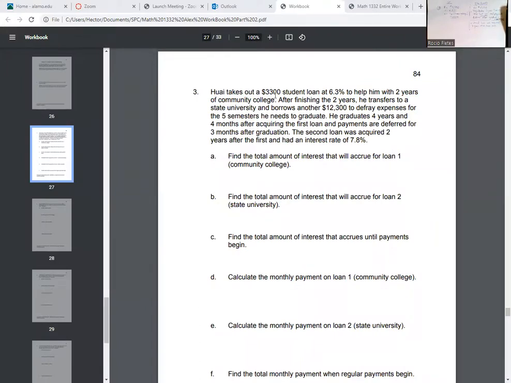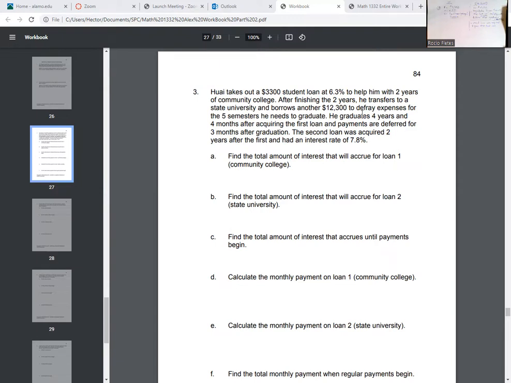Wade takes out a 3,300 student loan at 6.3% to help him with 2 years of community college. Okay, so after finishing the 2 years, so he was there 24 months. So that first loan, the life of the first loan was those 2 years of community college. So that's 24 months. Then it says, after finishing the 2 years, he transfers to a state university and borrows another 12,300 to defray expenses for the 5 semesters he needs to graduate. He graduates 4 years and 4 months after acquiring the first loan.